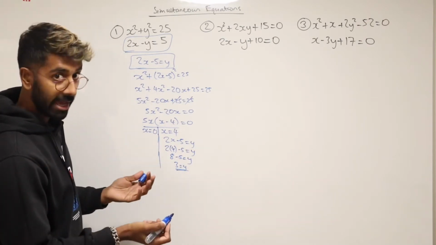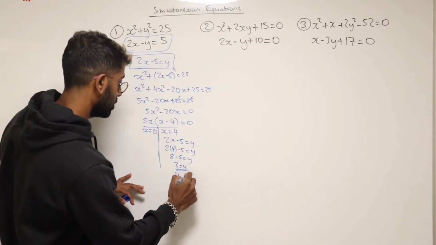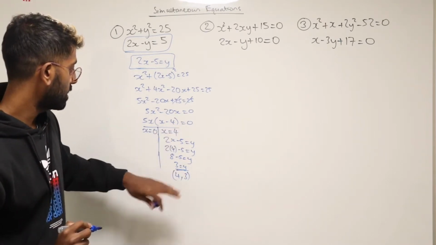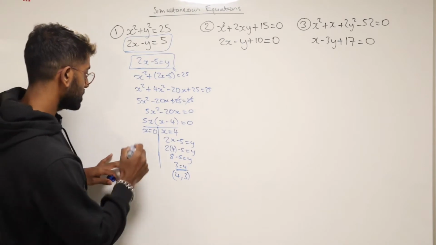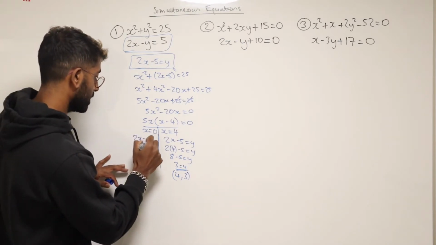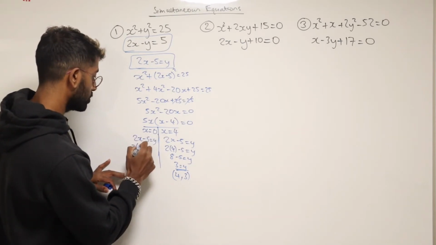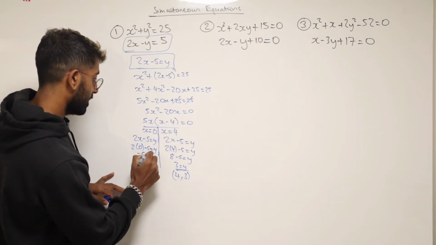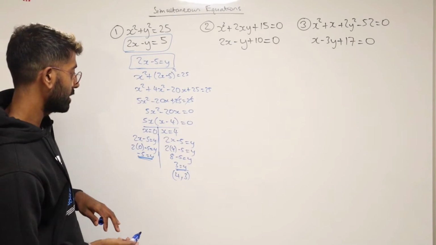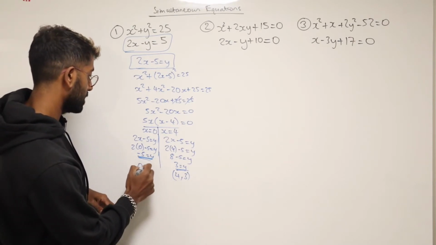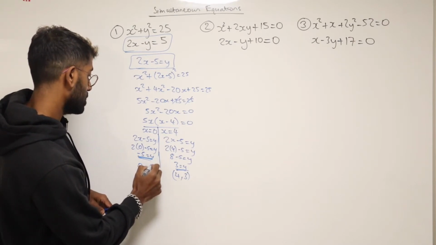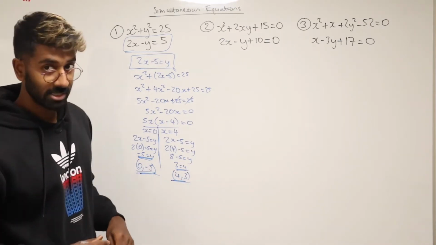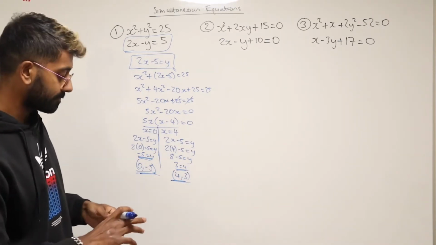So our first pair of solutions here is going to be 4, 3. And then on this side, we can do the same. So that's 2x minus 5 equals y. That's two lots of 0, minus 5 is equal to y. And so minus 5 equals y. So my second pair of answers is then x is 0 and y is minus 5. There we go. So there are my two sets of values for that equation.